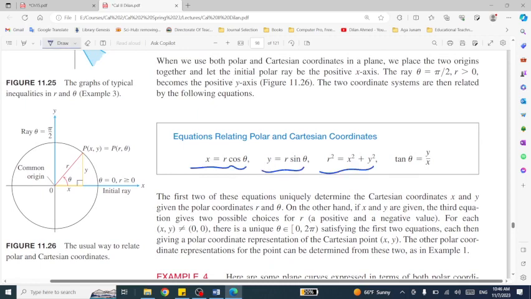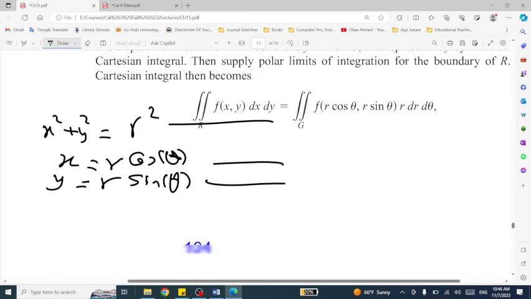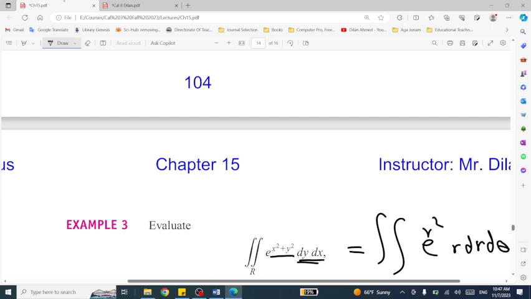I'm going to use it here. Look at here. You can't solve this one directly. It's impossible to solve it. So I'm going to change it to something: dx dy becomes r dr d theta, and e will be r squared. How much difference did you make? It's easier.